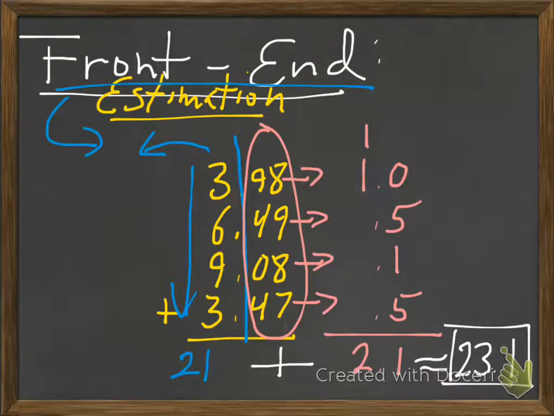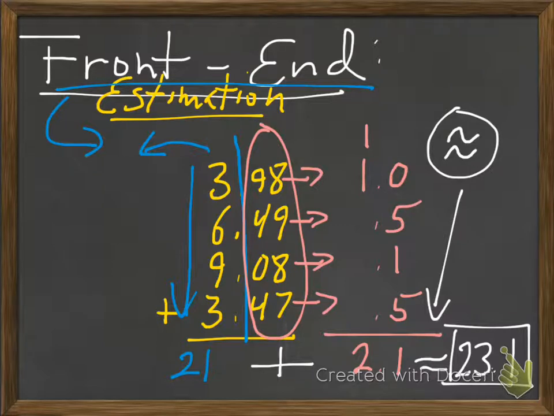And I didn't draw this very well, but this wavy equal sign should look like this. It's an equal sign with 2 lines, and the way we read it is this symbol means approximately equal to. Now again, that's quite a bit of work for one problem, but we did add up 4 decimals, and our estimate of 23.1 is very accurate.